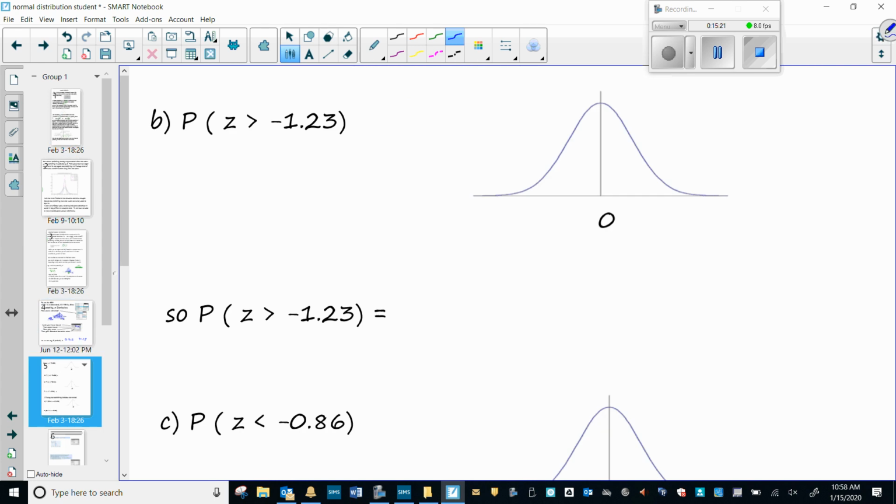Okay, we're on Z scores still, all of these. So I've drawn you a little sketch. This time we want Z to be greater than negative 1.23. Which side of the line is negative 1.23? Left. Okay, again, it doesn't matter where. We want it greater than.